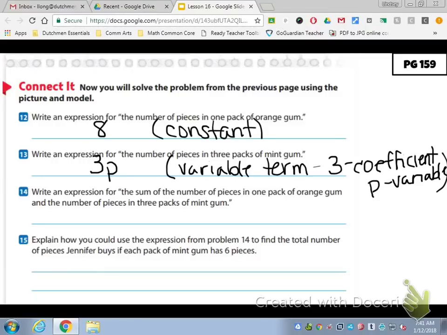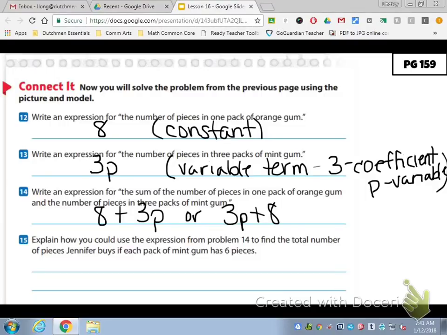14, write an expression for the sum of the number of pieces of gum in 1 pack of orange gum and the number of pieces in 3 packs of mint gum. Well, we already know how much for the orange. We already know how many for the 3 packs of mint. Now we just do the sum. So it would be 8 plus 3P. Now if you notice, this looks a little different than the one we did on the previous page. I wrote this. Does that change anything? When we are adding, does it matter what order we put the terms in? No, it doesn't. So either one of these would work.